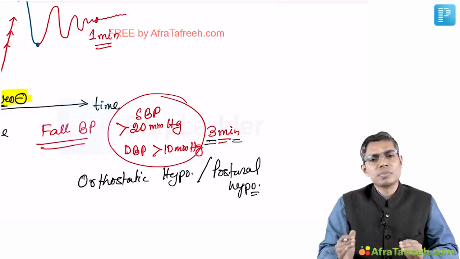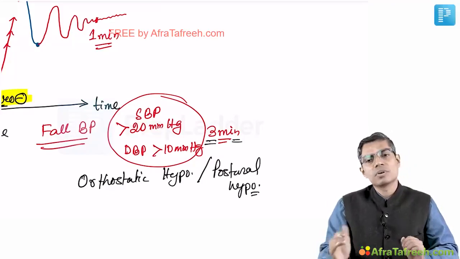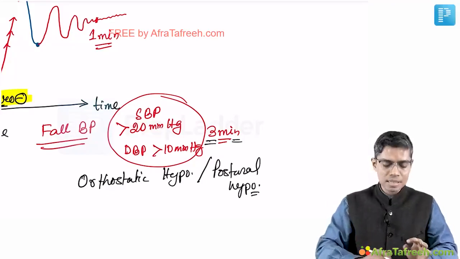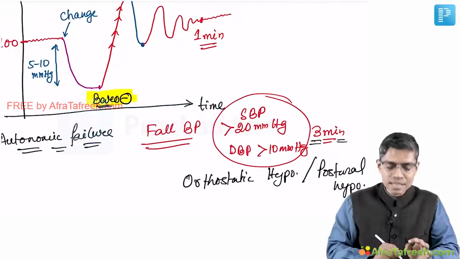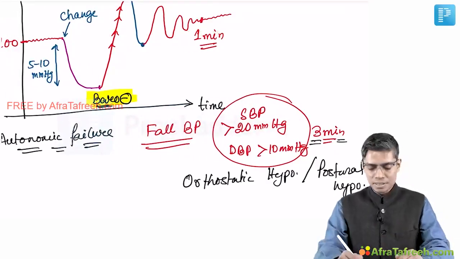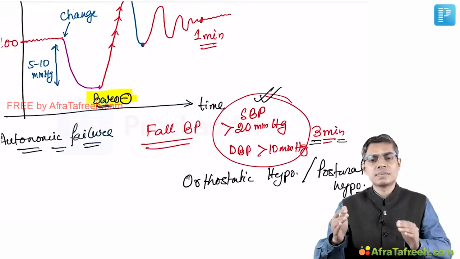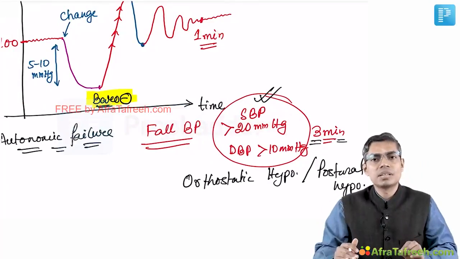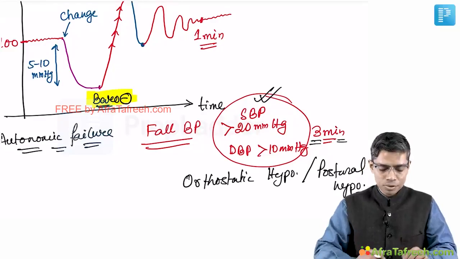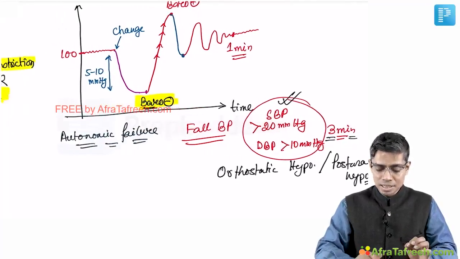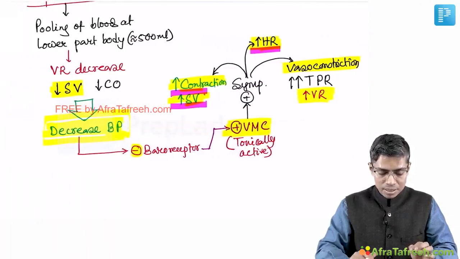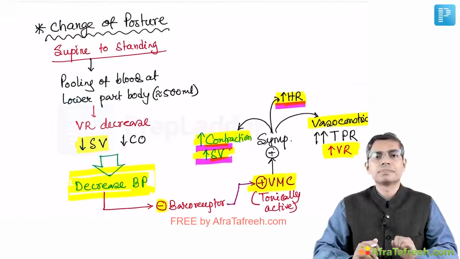There may be other causes, maybe blood loss, maybe volume loss. But in most cases, if autonomic failure is there, then the blood pressure fall, this severe blood pressure fall, will remain for a long duration. Sustained severe fall will occur within 3 minutes of standing, right? So this is the postural correction of blood pressure by baroreceptor and orthostatic hypotension.